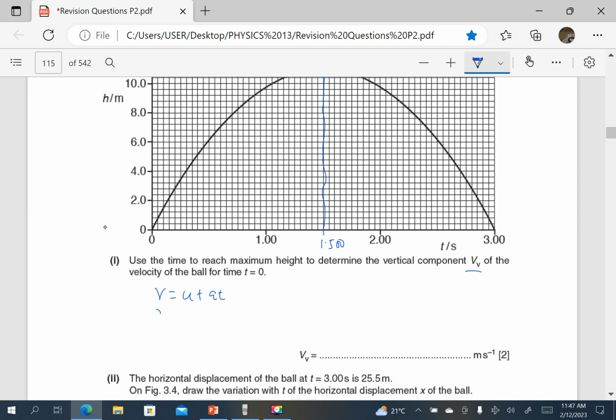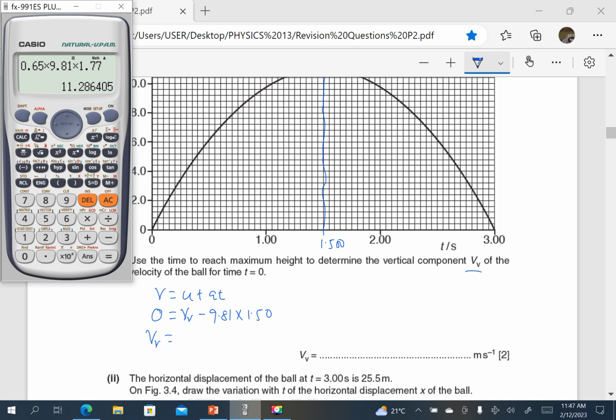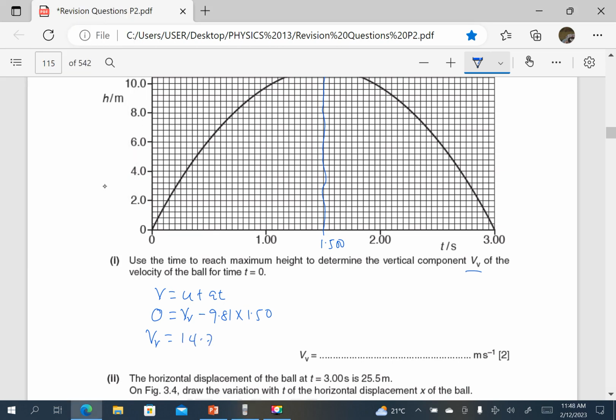At maximum height, v is 0. Initial velocity in the vertical is going to be the component of the velocity in the vertical, which I'm calling vv, minus 9.81 times the time, which is 1.50. So vv, the vertical component, is 9.81 times 1.5, which is 14.715, or approximately 15.